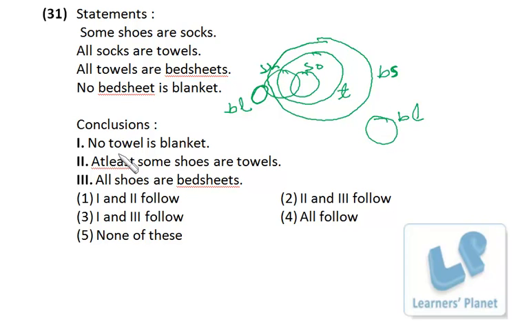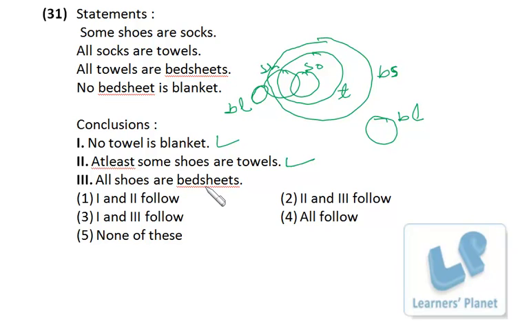So that is just a possibility. Now we see the conclusion. No towel is a blanket. So do we see any intersection between towel and blanket? No. Towel is a circle that is inside the circle of bedsheet. So there is no intersection possible between towel and blanket. So this can be definitely concluded. At least some shoes are towels. So shoes and towel, we can see there is an intersection.